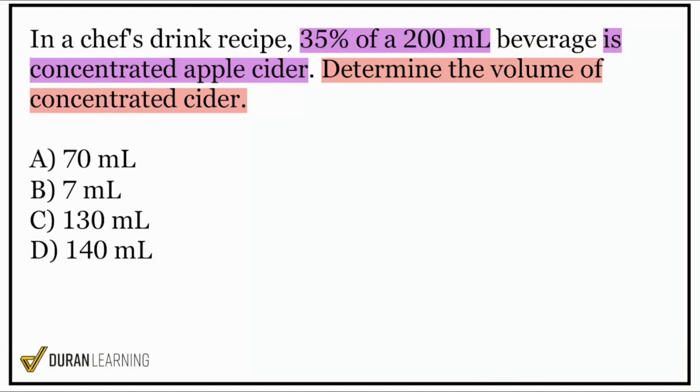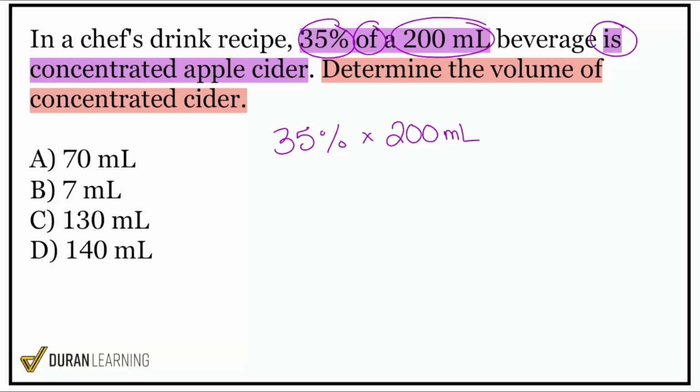Let me translate that purple here into some math. 35% of turns into multiplication, 200 milliliters is turns into equals concentrated apple cider. So I'll go ahead and just write concentrated cider.